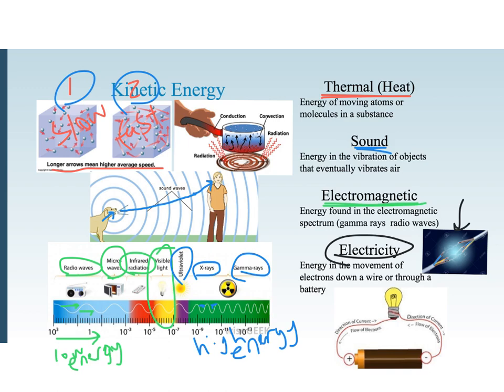So here's kind of a way that the battery works. It's got stored energy in the battery, and as soon as you turn it on, like a light bulb or your phone or whatever, we have a flow of electrons from the battery to your device and back again. So that is what we call electricity, the movement of electrons down a wire or through a battery. Those were the different types of kinetic energy.